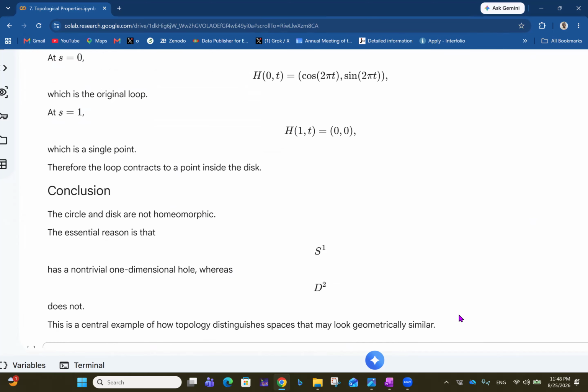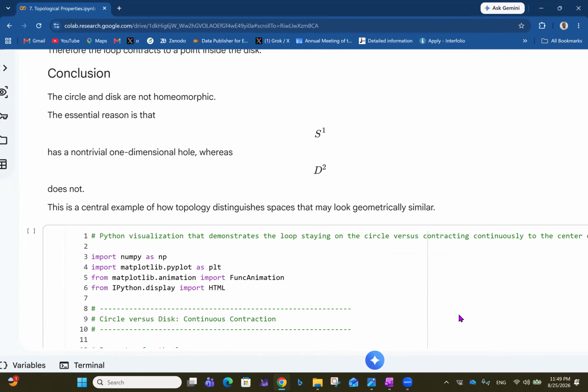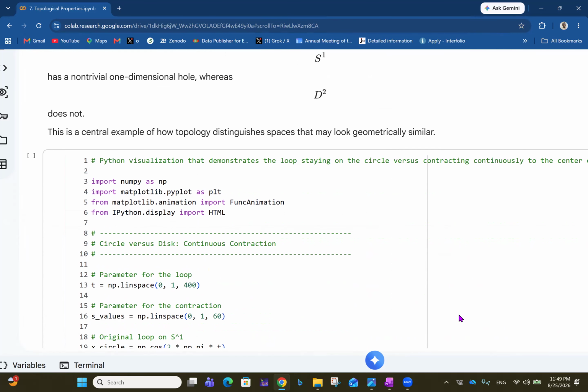This is a central example of how topology distinguishes spaces that may look geometrically similar. So circle and disk look geometrically similar, but they're not homeomorphic, meaning that they are not topologically equivalent, because you cannot shrink a circle since the radius is fixed, but you can shrink a disk inside the same loop because the radius is less than or equal to 1.